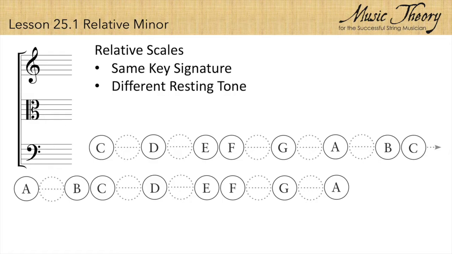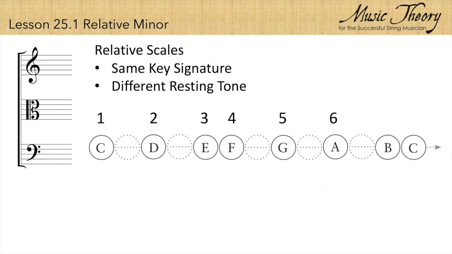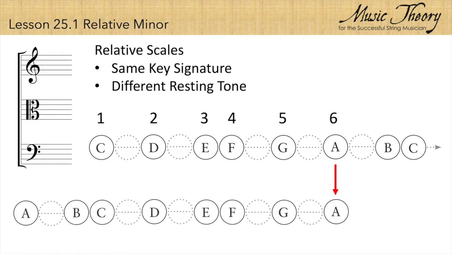In orchestra music, the most commonly heard relative to the major scale is the scale built off of the sixth scale degree. This is called the relative minor scale. A minor is the relative minor to C major, and C major is the relative major to A minor.